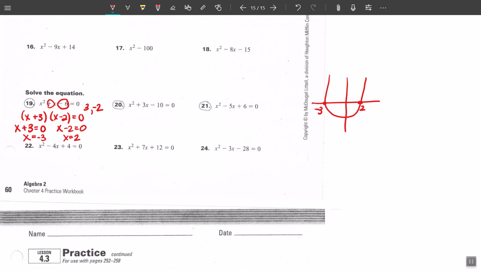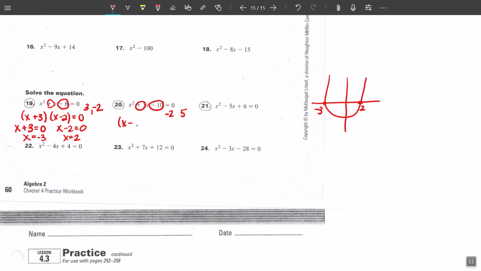Moving over to number 20, do the same thing again. We're multiplying to negative 10, adding to positive 3. So factors of, we could obviously use 1 and 10. We're going to use 2 and 5. Because when we multiply 2 and 5 together, we get 10. I need a positive 3 when they're added together, so I'm going to make that 2 negative. All right, I'm going to split the x's up.